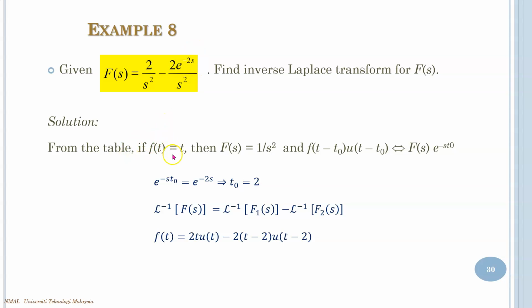From the table, if f(t) equals t, then F(s) equals 1 over s squared. So we can regard f(t) equals t as the original function of F(s). And for f(t minus t naught) u(t minus t naught), the Laplace transform is F(s) exponent negative s t naught. You match it with this exponent negative s t naught. T naught here is 2, so you perform the inverse Laplace transform for each term individually. Here you will get 2t u(t), and here you will get 2t u(t) as well, however it has been time shifted by 2. So you have to put 2(t minus 2) u(t minus 2). This is how you find the inverse Laplace transform using the time shifting property. The keyword is you have to be creative.